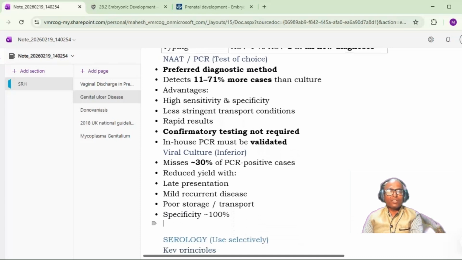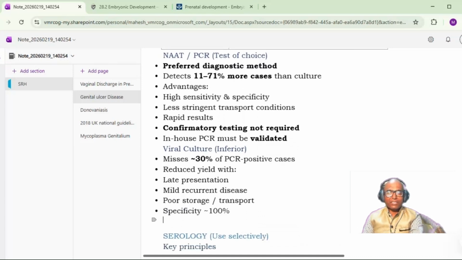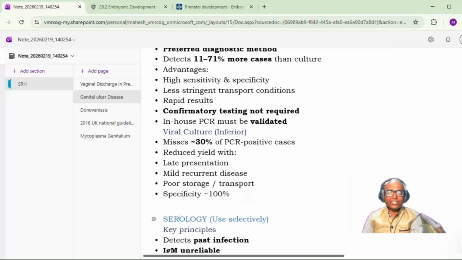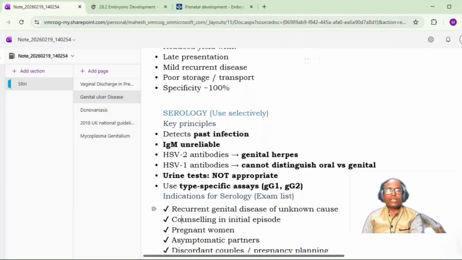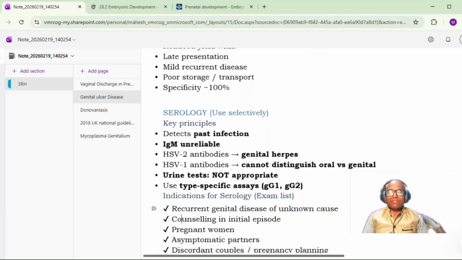Viral culture will miss around 30% of the PCR positive cases, and yield is reduced with late presentation, mild recurrent disease, or if storage conditions are not appropriate. The efficiency will be reduced. So serology, we have to use selectively. The main test will be the NAT only.